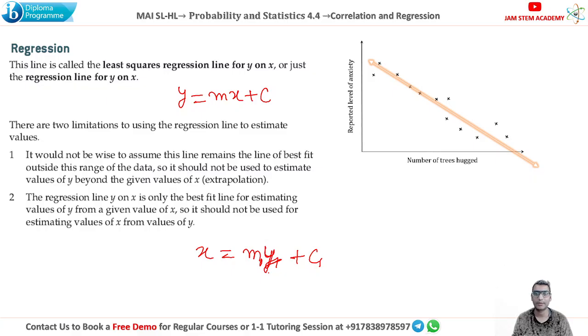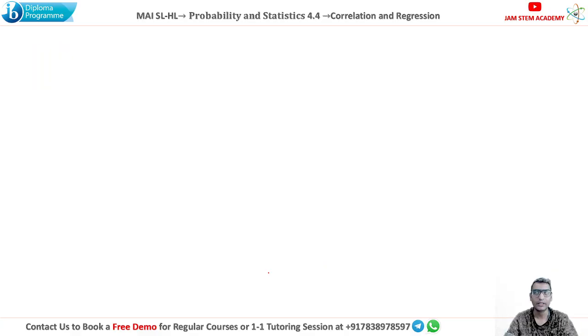You have to change the data point. Okay, so these are two limitations: extrapolation and depending. Next, measure of correlation. Now, how can I measure this correlation, whether they are strong or weak or moderate?